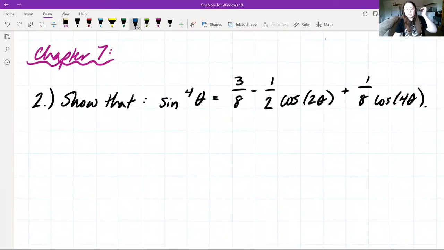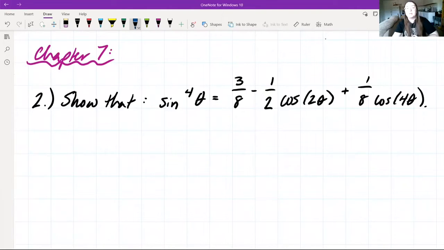All right, so chapter 7, number 2, we want to show that sine to the power of 4 theta is equal to 3/8 minus 1/2 cosine of 2 theta plus 1/8 cosine of 4 theta.